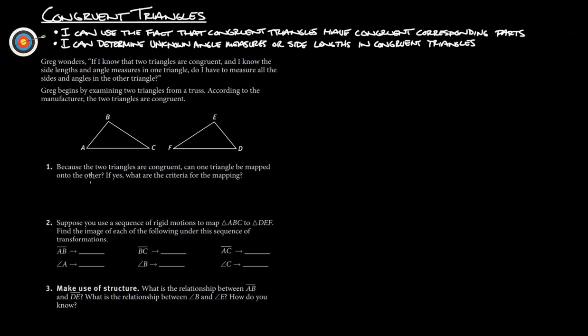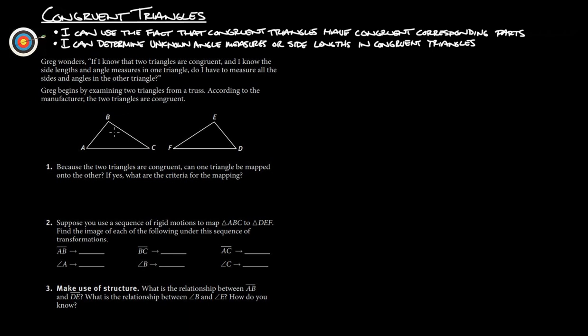Let's take a look at an example here. This is 1, 2, and 3 from our book. Greg wonders, if I know that two triangles are congruent and I know the side lengths and angle measures in one triangle, do I have to measure all the sides and angles in the other triangle? Greg begins by examining two triangles from a truss. According to the manufacturer, the two triangles here are congruent. Because the two triangles are congruent, can one triangle be mapped onto the other? If yes, what are the criteria for mapping?